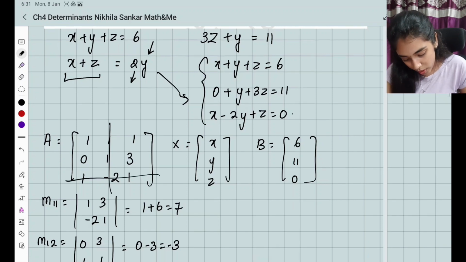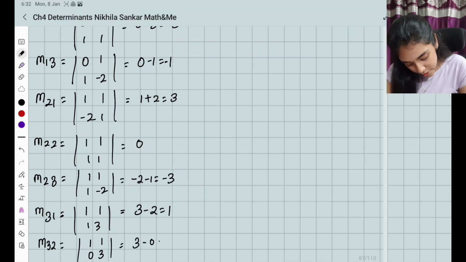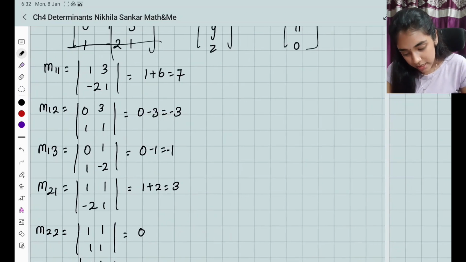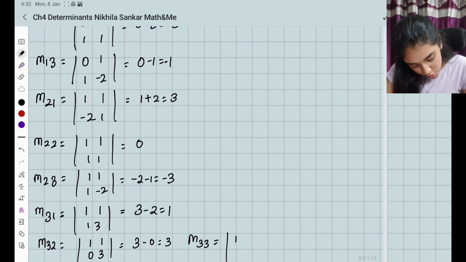So this is going to be 1 1 0 3. So this is going to be 3 minus 0, which is going to be 3. And I'm putting m32 here. m33 equals, the determinant is going to be, hiding this, you have 1 1 0 1, and this is going to be simply 1.